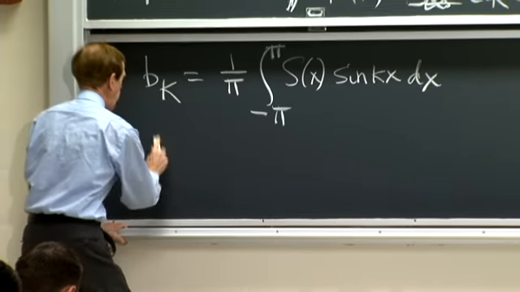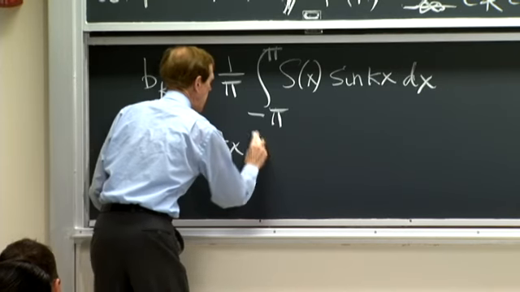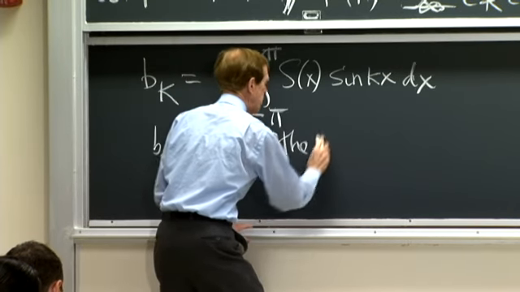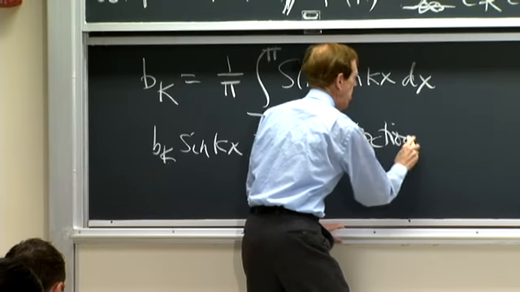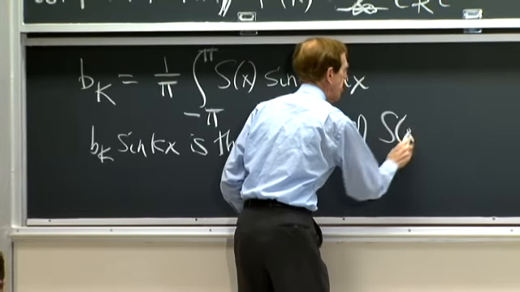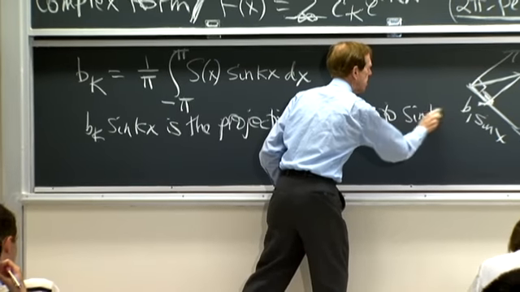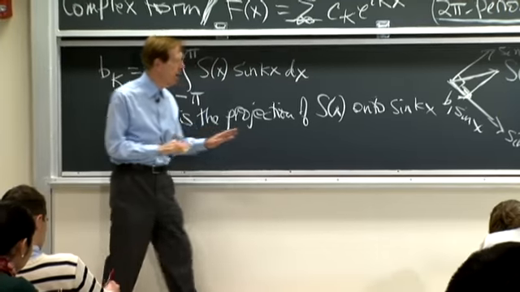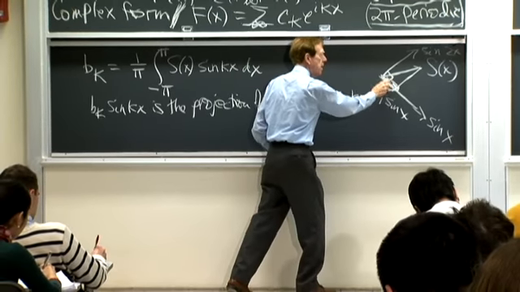This bk sine kx, I'm just saying this in words, is the projection of my function onto sine kx. And the point is, I could do this and get this answer because of that 90-degree angle.